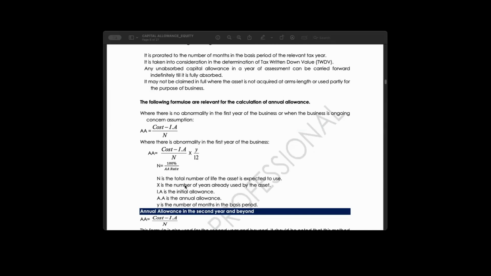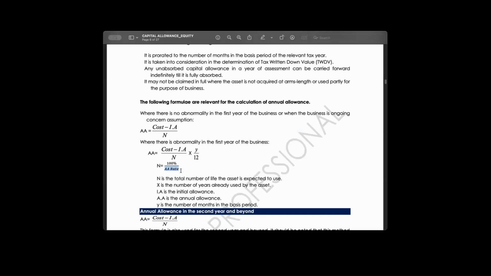What is I? I is your initial allowance that you have already calculated. And how do you get your N? Your N will be 100% divided by the annual allowance rate. So if my annual allowance rate is 25%, my N will be how many years? 4 years. That is 100 divided by 25, which is 4 years.